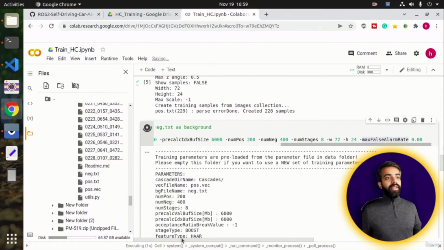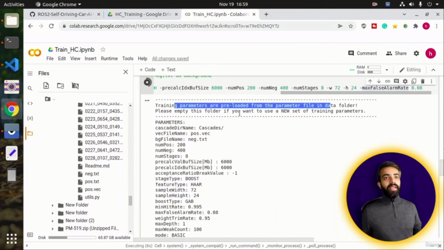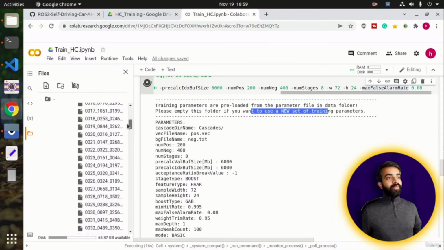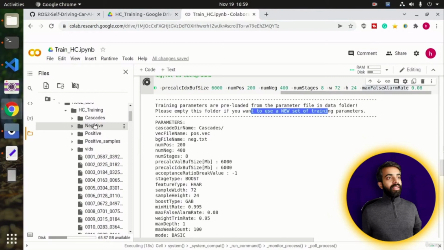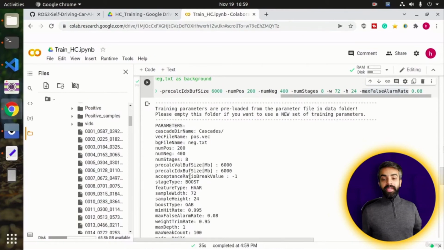Because I have already trained this, you will see that it says the training parameters are preloaded from the parameter file in the data folder. If you want to set new ones, you will need to empty the cascade folder. If I navigate inside the cascade folder, you will see that each stage is already present. This is the result of each stage of training the Haar cascade from the positive.vec file and negative.txt file. I can stop the execution right here because I don't want you to wait another hour, as it might take a while, and I can simply proceed to the next step.